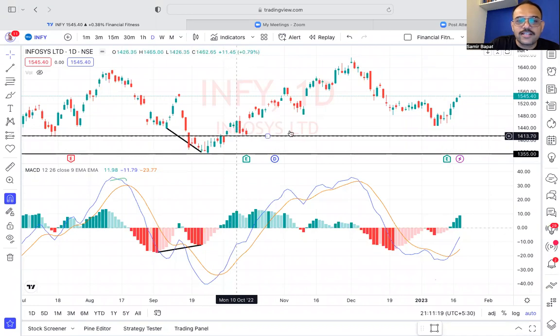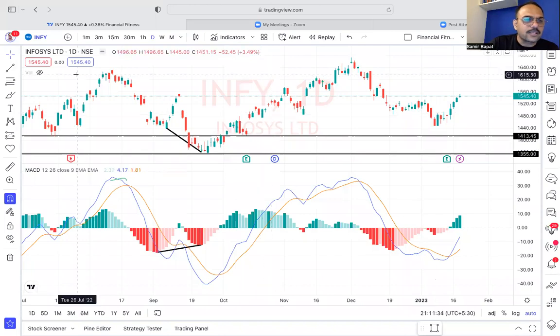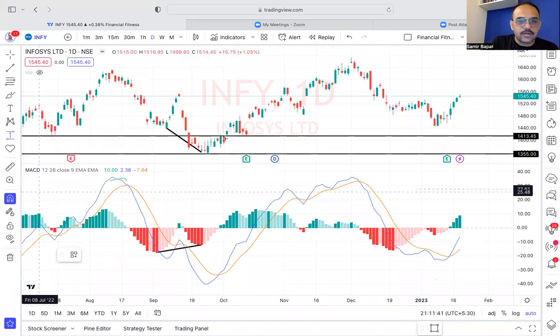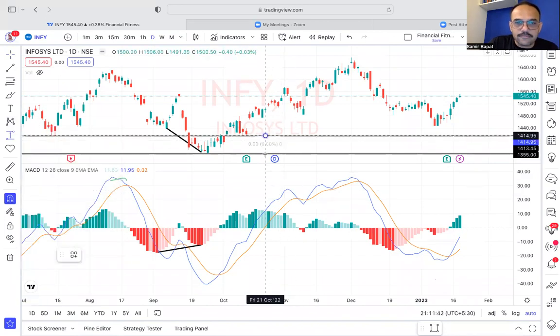So how much is our risk? Let's say if I am buying only one share, then 1413 and 1355, around how much? 50 rupees and 8. So 58 rupees is my risk. So if my risk is 58 rupees, okay, so this is my 58 rupees.